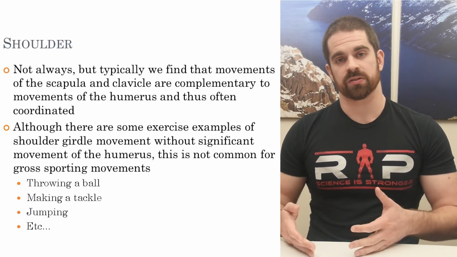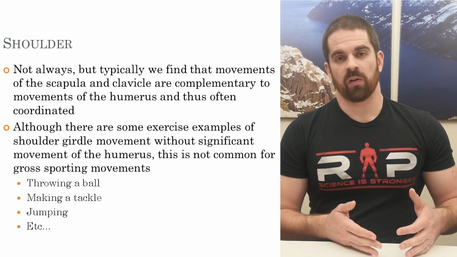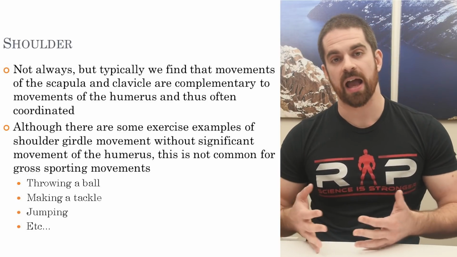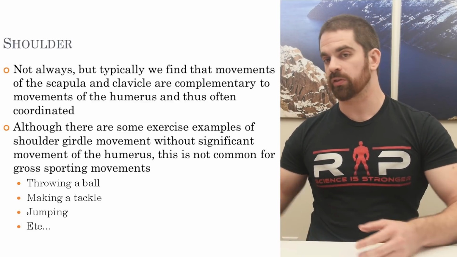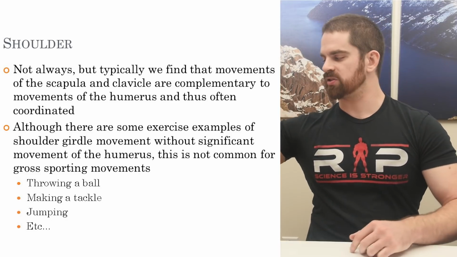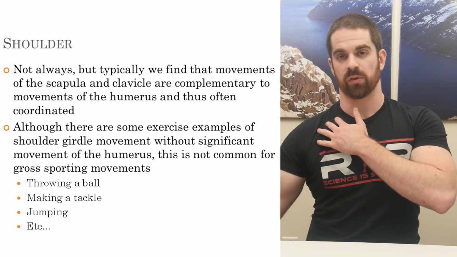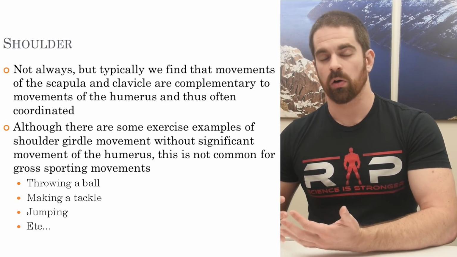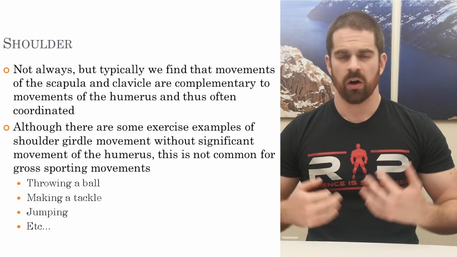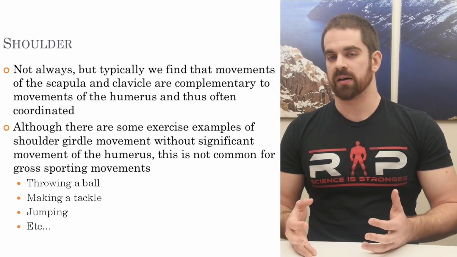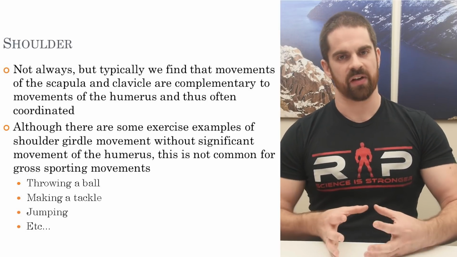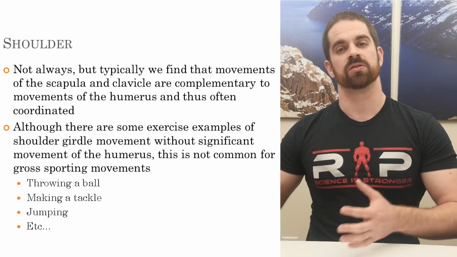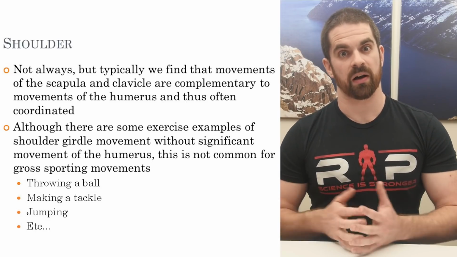Typically in sport and exercise, all of those movements usually involve movement of the humerus and then a corresponding movement of the clavicle and scapula as well. So here's just some examples, right? If you were to throw a ball, it's very difficult to say I'm actually moving the humerus by itself or I'm moving the scapula by itself. They're coordinated, right? Same thing with trying to make a tackle in football or rugby, or trying to do a countermovement jump, or any number of other examples. So what we want to keep in mind is that yes, the scapula and clavicle do have their own independent movement characteristics, but typically they are complementary, meaning synergistic, to movements of the humerus, which we're going to talk about in a little bit here.